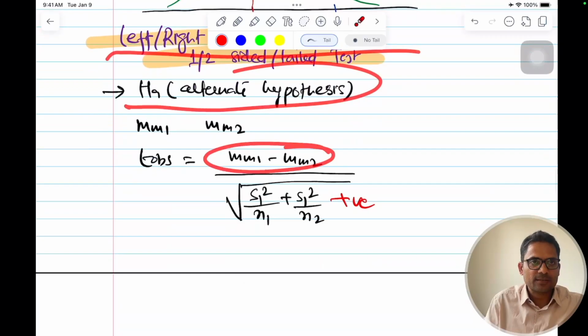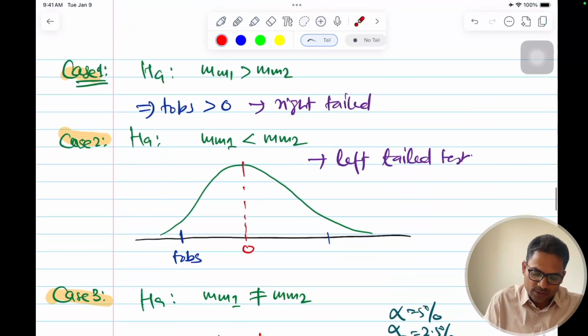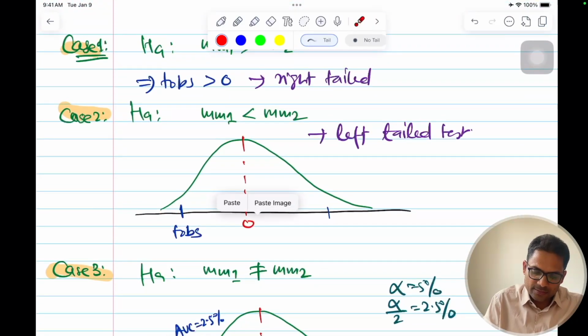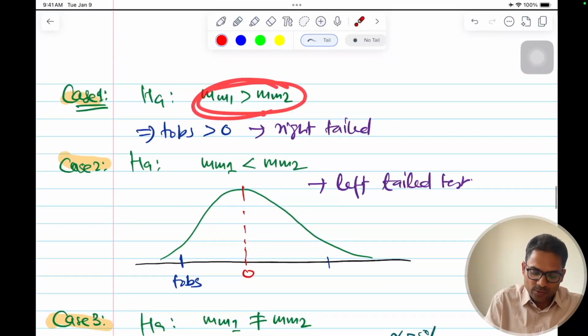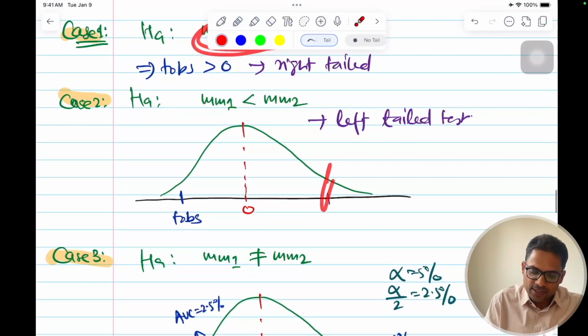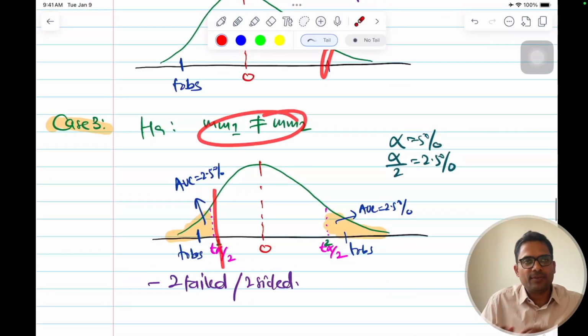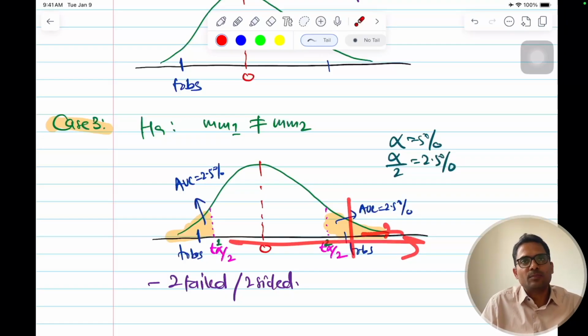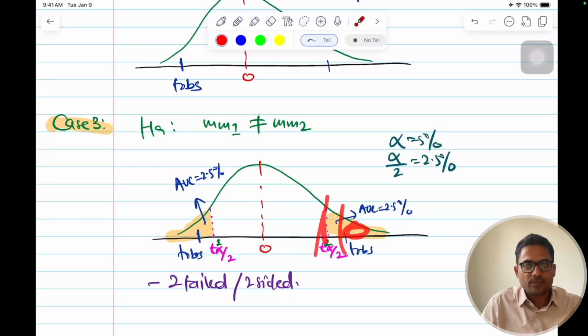Whatever the test statistic is, for example in this case mu1 minus mu2, if this is less than 0, then we'll go towards the negative tail. And if mu1 is greater than mu2, then this numerator will become positive, because the denominator is positive itself. Then we'll do the right tail test, and if it is not equal, then we will divide. If it is a symmetric curve, we'll divide this significance level into half on both sides, and we'll see which side my t observed is lying, whether it's going towards very left or very right on the curve. Then we can reject the null hypothesis, because the area under the curve will be less than t alpha.